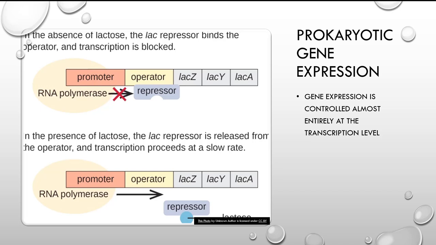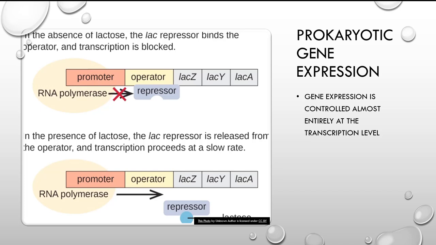But if there's no lactose present, a protein known as a repressor binds to the operator. So you can see how it's binding to this operator. And by doing so, it prevents the RNA polymerase from moving. Okay, so it kind of blocks it. And so it's preventing the RNA polymerase from transcribing the 3 genes. And so that basically prevents the bacteria from metabolizing the lactose.